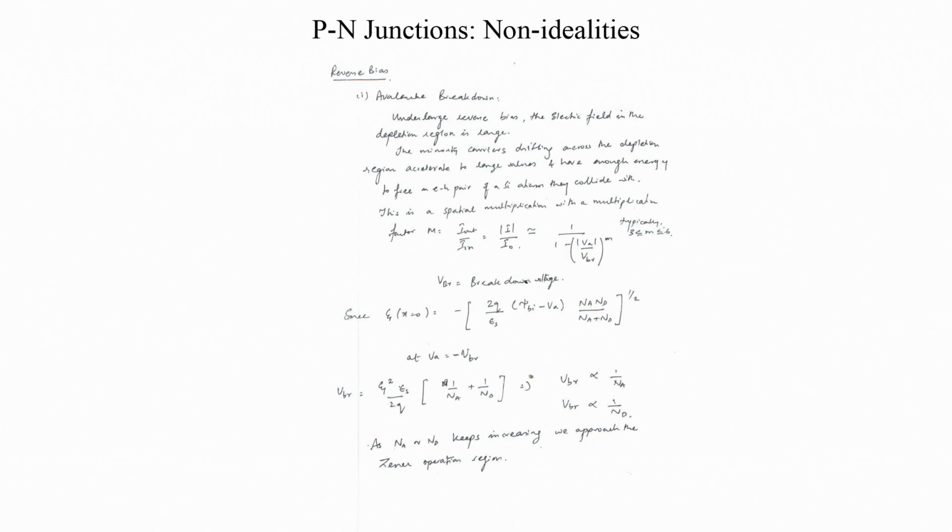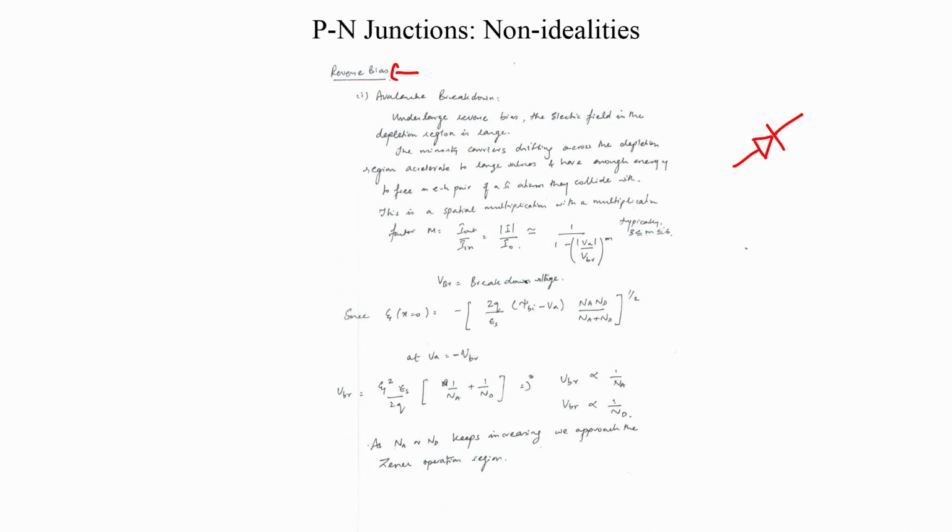So, before we close this topic on PN junction diodes, let us just look at some of the non-idealities. A perfectly ideal PN junction diode would be the way we defined it to be, but there are some non-idealities. First we look at the non-idealities in reverse bias.